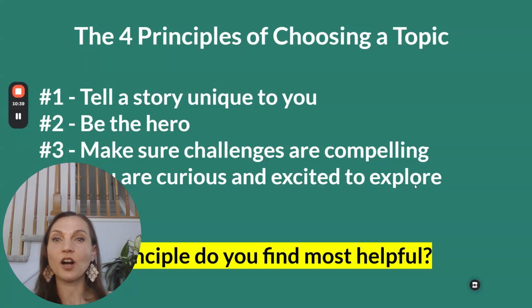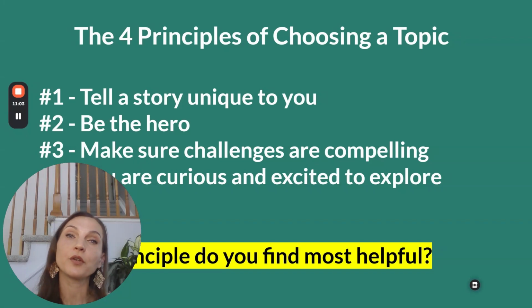All right, so here are the 4 principles of choosing a topic. It must be a story that is unique to you. Are you the only one who could write this essay? You must be the hero of your own story. It must be centered on you, your actions, your problem solving, your thinking. Make sure that any challenges you write about are compelling. They have changed you or the way you think about yourself or the world. And 4, it must be something that you are curious and excited to explore.